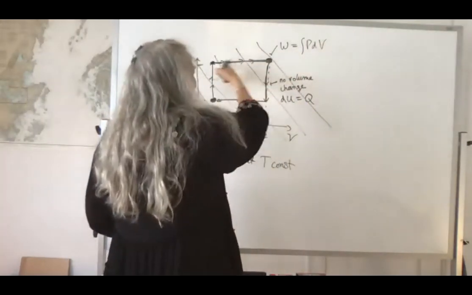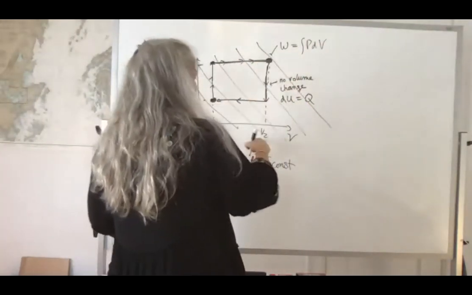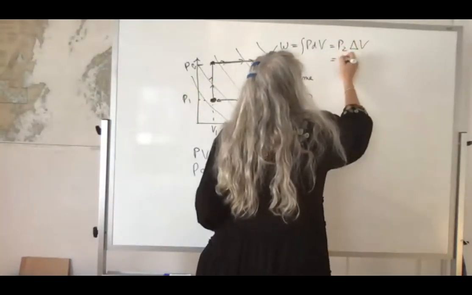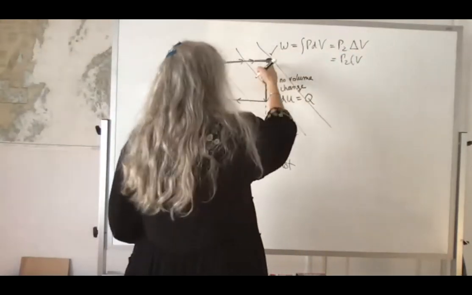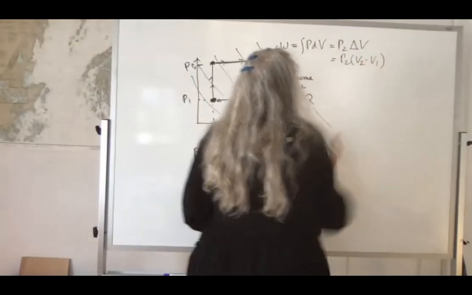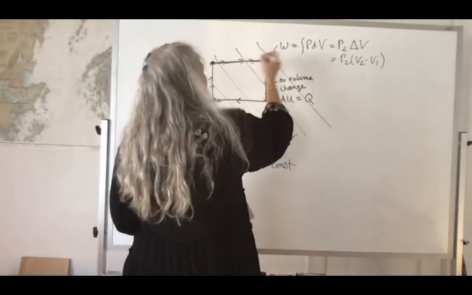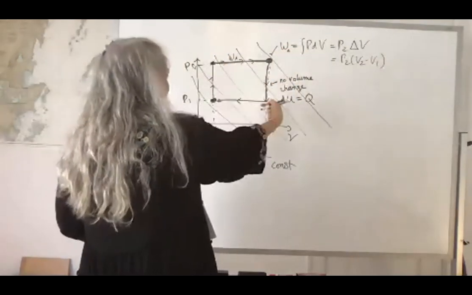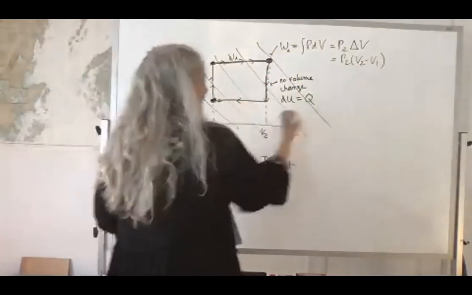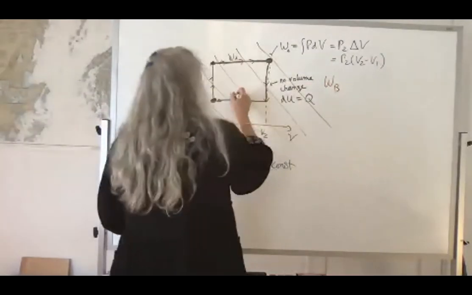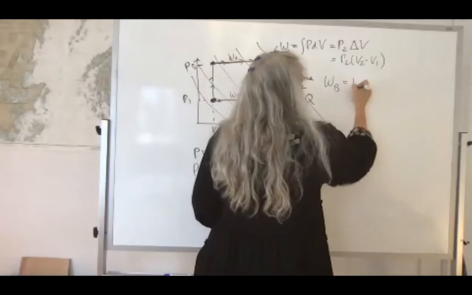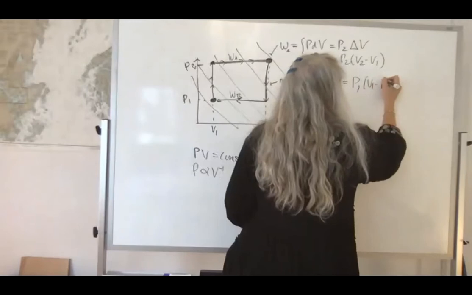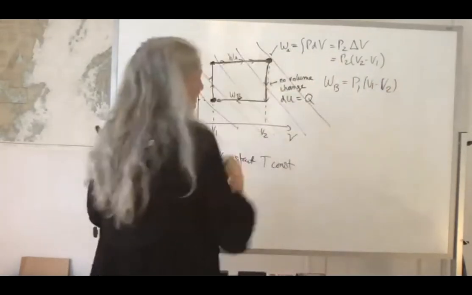So the amount of work done on this trajectory, dV is delta, so this is P2 times delta V, which is P2 times, so I'm going in this direction, so it's V2 minus V1. So let's call this WA for this trajectory. No work done on these two, but now what's the work done on this trajectory? We'll call this one WB. And this is P1, and now it's V1 minus V2 because I'm going in that direction.